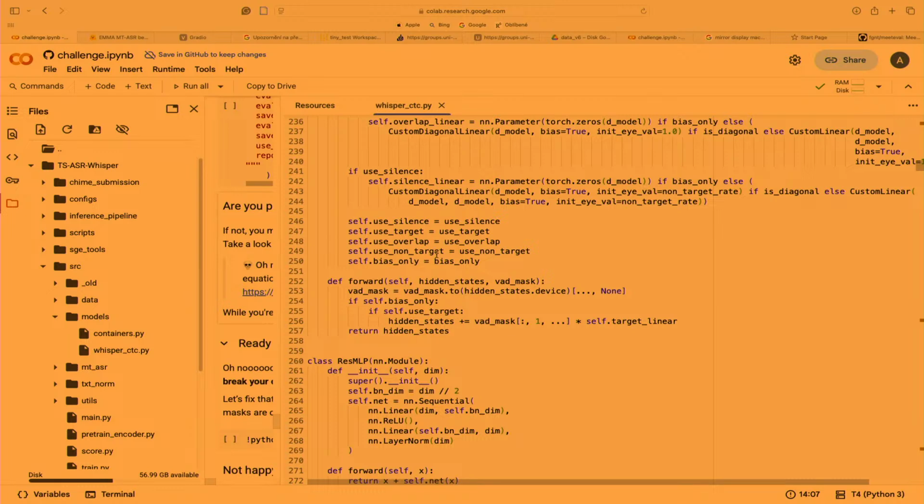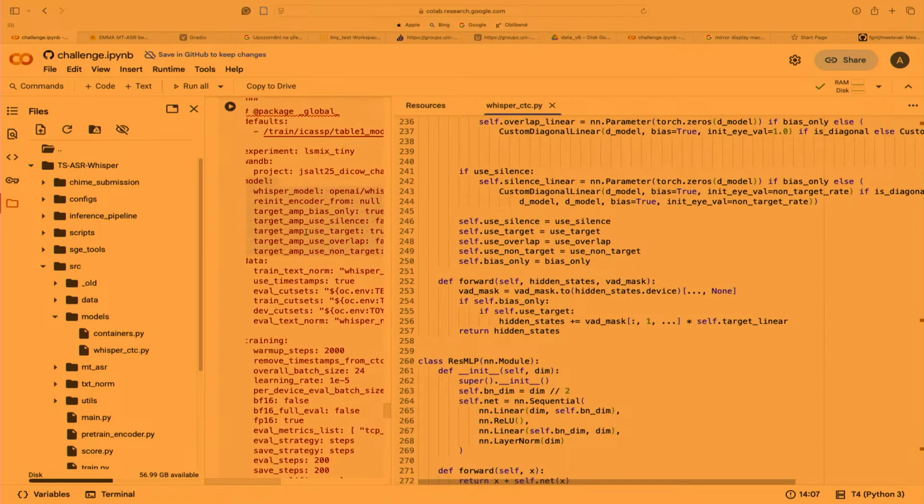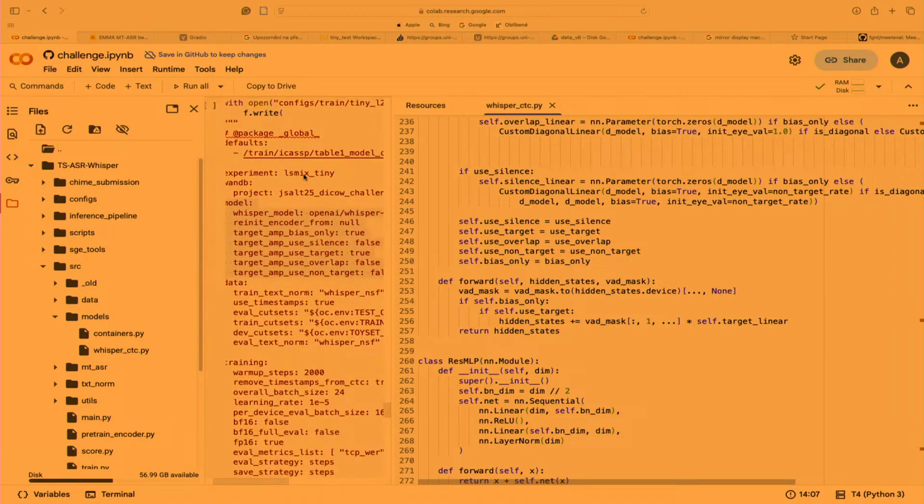There is also this condition, if self-use target. If you again go to the config, you can see that there is enabled, there is target amplify use target. So we'll get through this condition. And what's happening on this row? So you mask with the targets... If you look just at this, what's happening? Yeah, you multiply the targets by the linear transformation matrix.